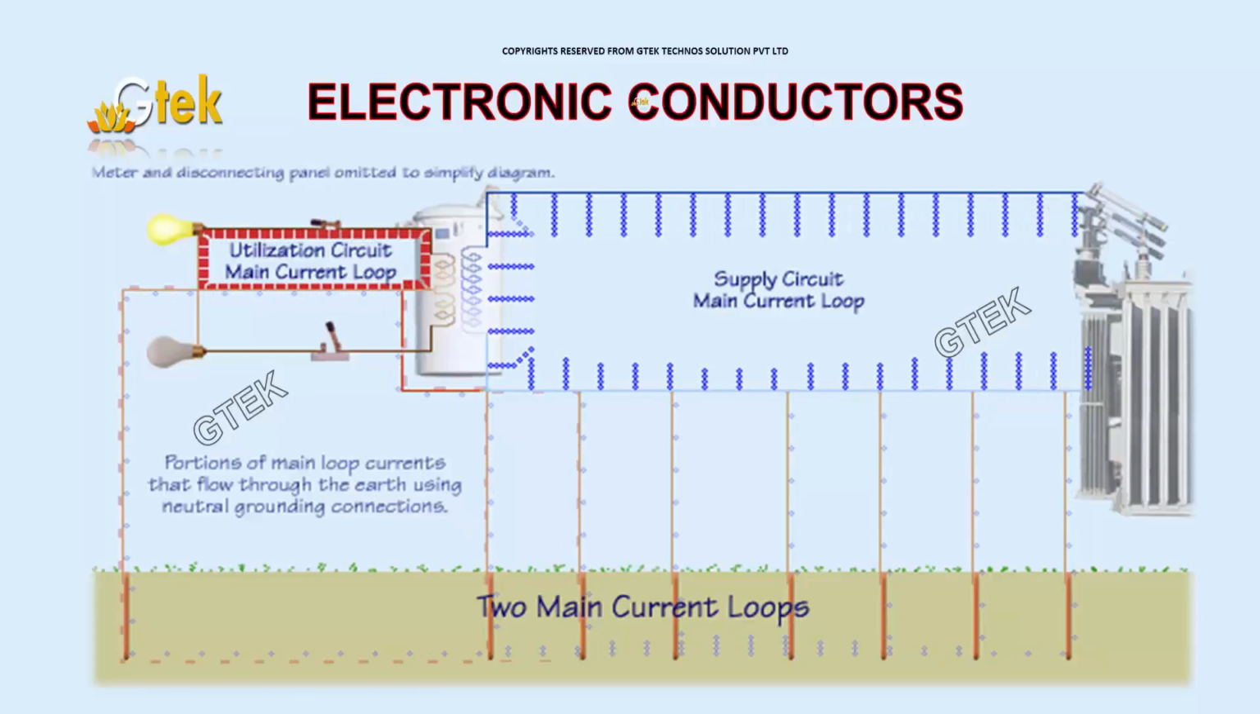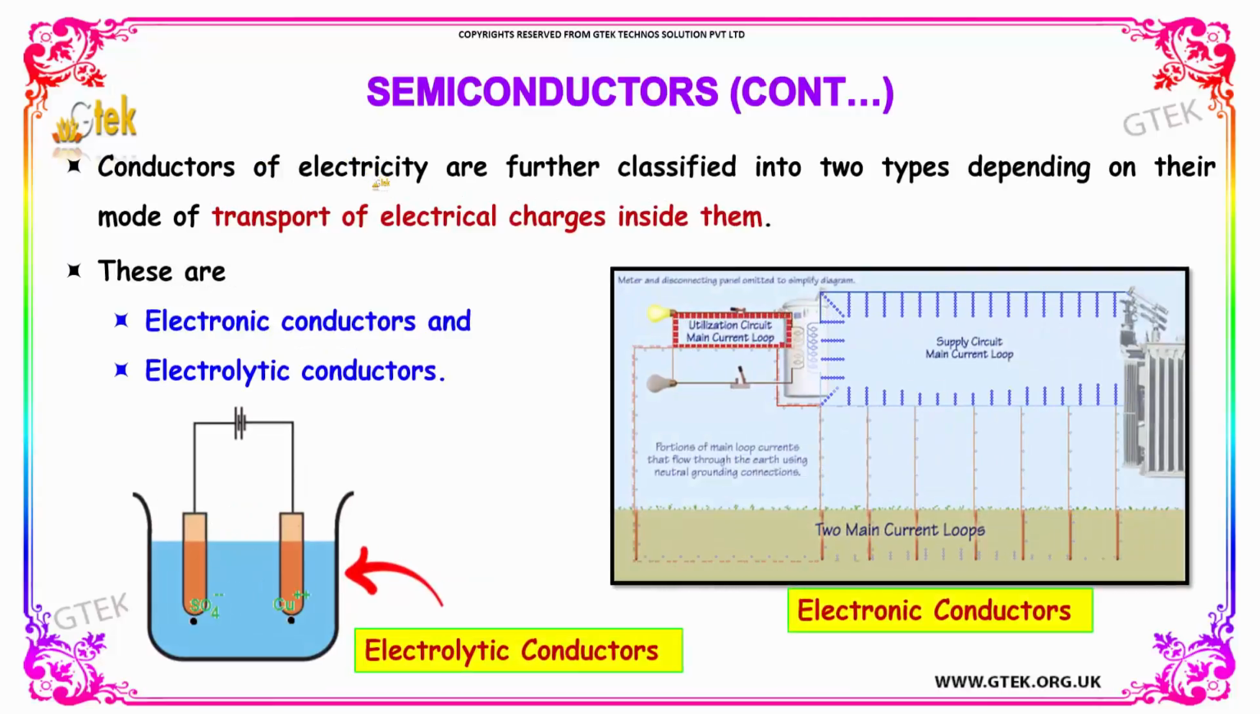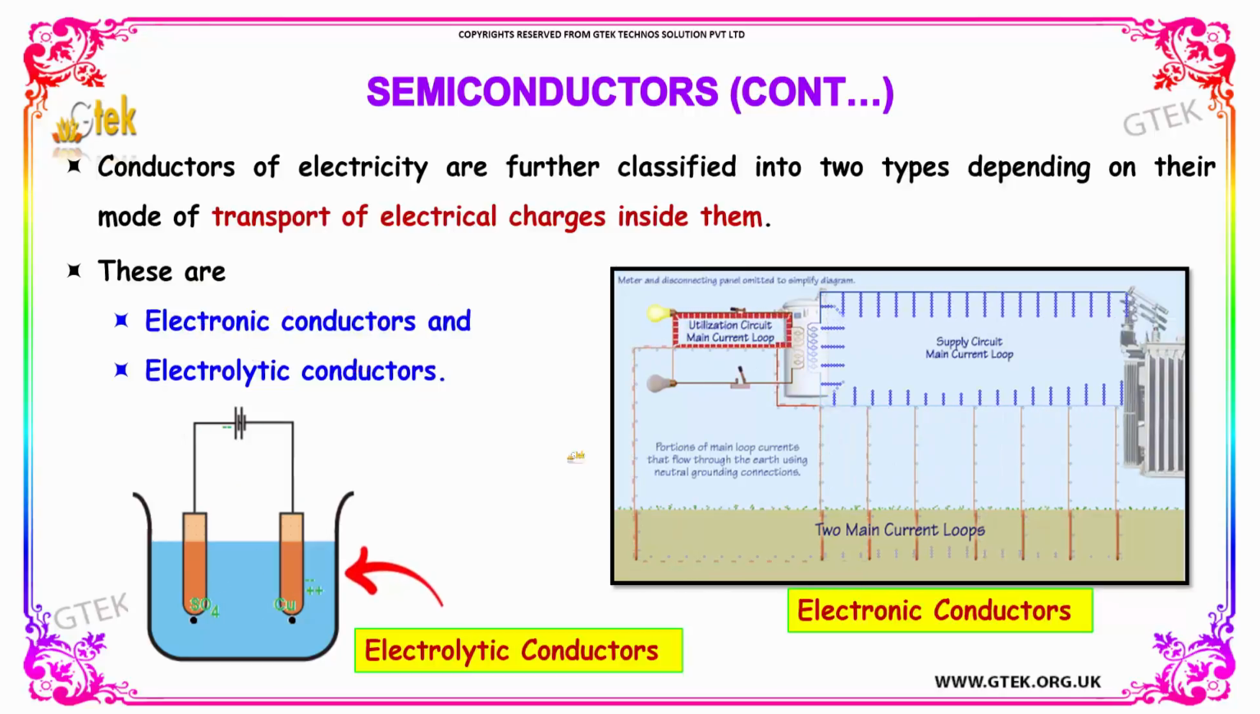Let's move on to electronic conductors. Conductors of electricity are further classified into two types depending on their mode of transport of electrical charges inside them. These are electronic conductors and electrolytic conductors. This one is electronic and this one is electrolytic.